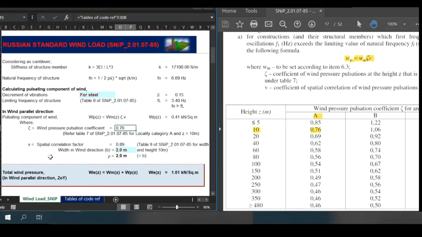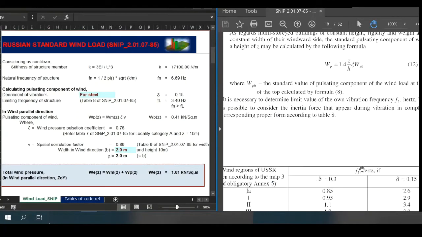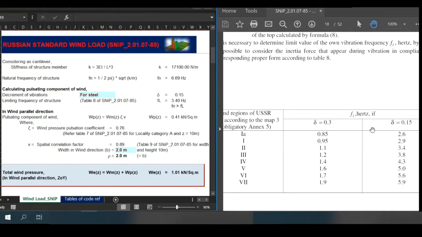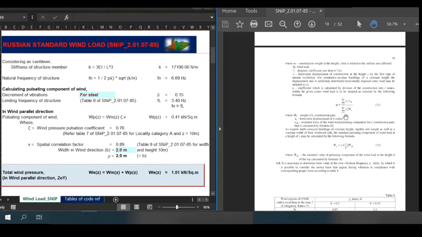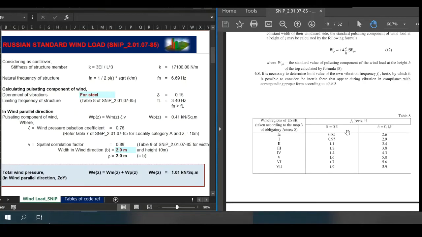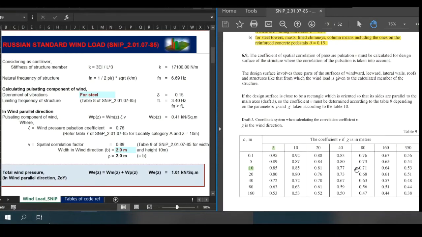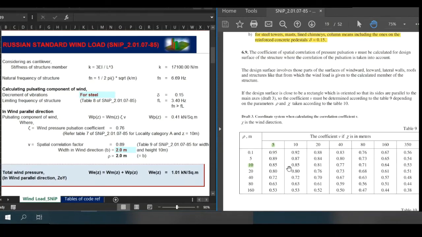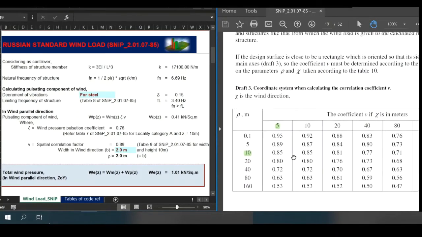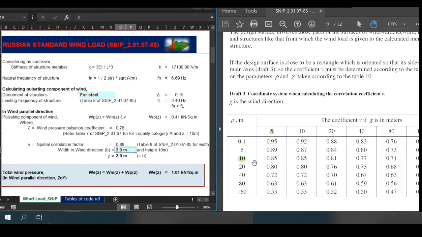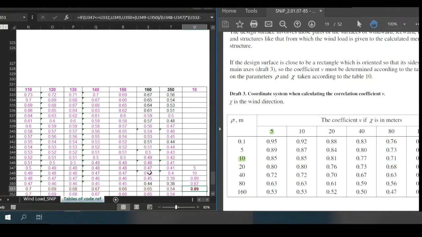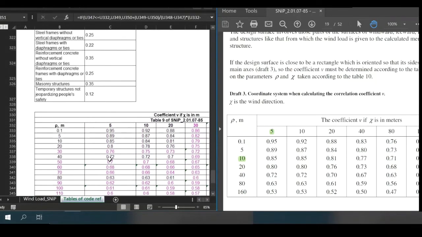0.76. And the next one is the spatial correlation factor. For this we need to refer to table 9. For that, page number 18 is to be referred. So here you can see table 9. Sorry, it is page 19. So here this is a table to find out the spatial correlation factor. So for width direction 2 meter and for height direction 10 meter, the value is 0.89. So this is again calculated in this table code reference, which is shown here on the left hand side of the Excel sheet.